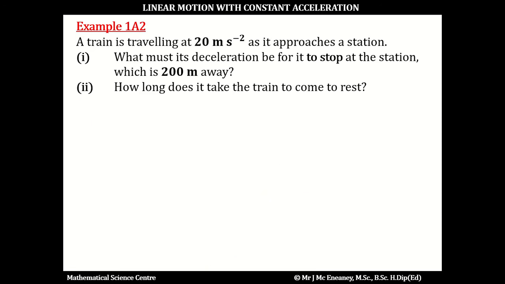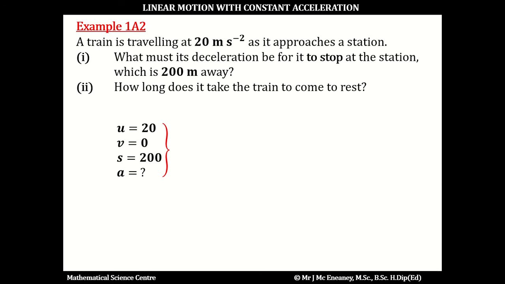Second example: a train is travelling at 20 meters per second as it approaches a station. What must its deceleration be for it to stop at the station, which is 200 meters away? So the initial velocity is 20. If it stops at the station, that means its final velocity is 0, and s is 200. What we're looking to find is the deceleration a. So u is 20, v is 0, s is 200, and we're looking to find out what a is.